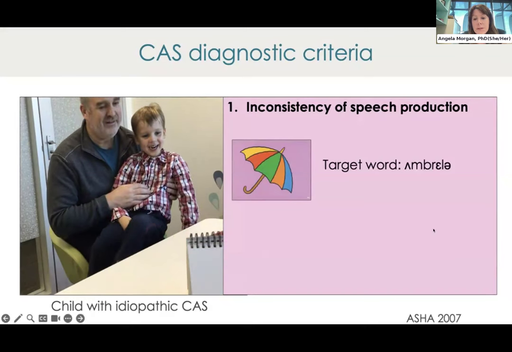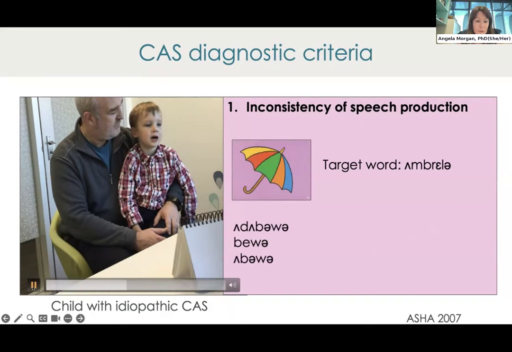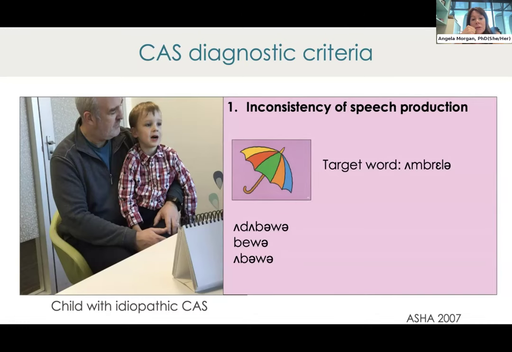Okay, so we could see he had three different productions there. All quite different. So that's just our phonetic spelling, but you could hear him, adabawa, bawa, abawa. Okay, so really quite different productions for all of those attempts at the word umbrella. So he has highly inconsistent speech, and that's one of our criteria.